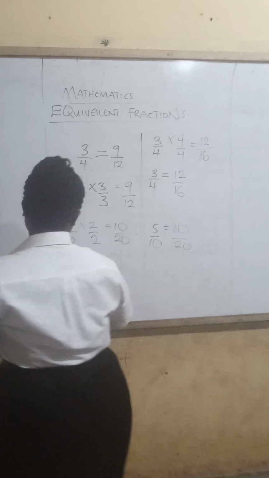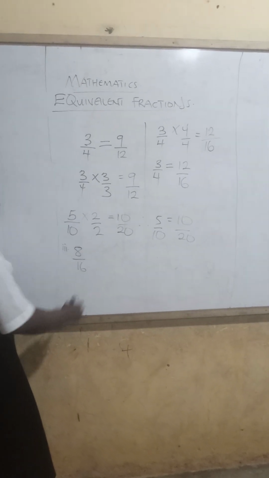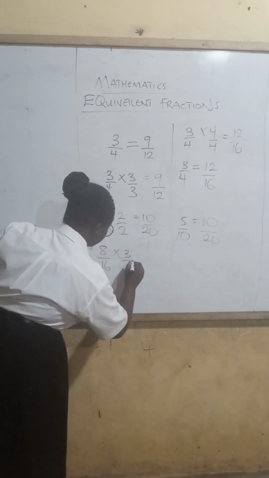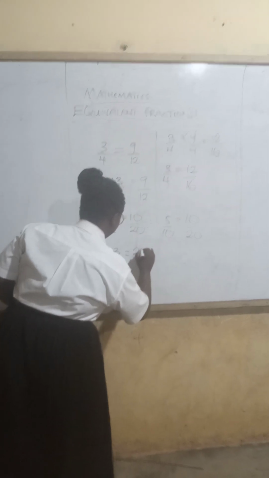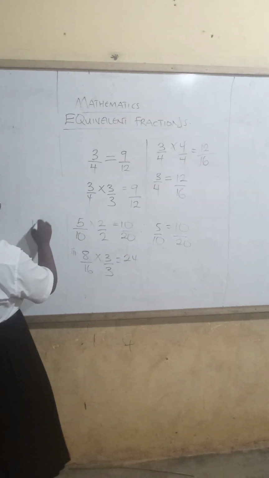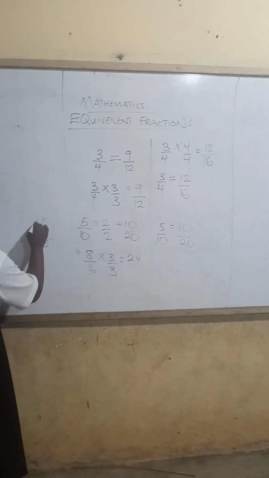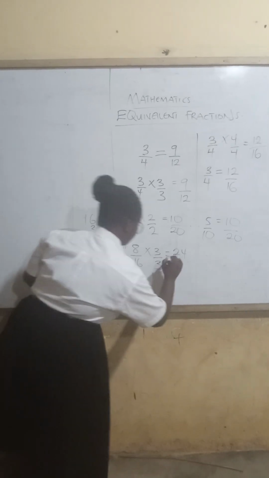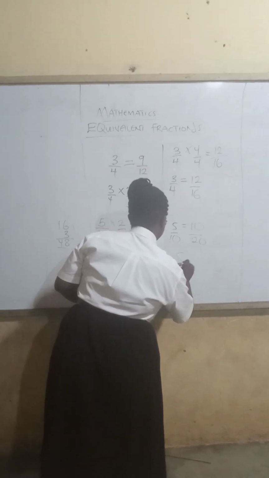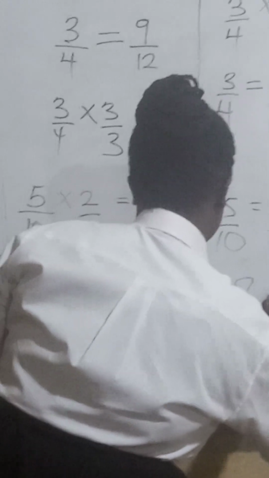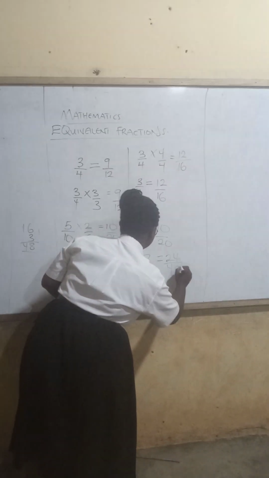So let's pick 3 to multiply. So 8 times 3 out of 3. 8 times 3 will give us 24. 16 times 3 will give us 48. So therefore, 8 out of 16 is equivalent to 24 out of 48.